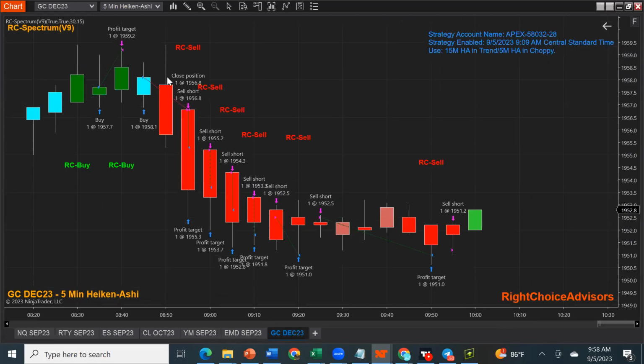Again with GC, profit target 1, then you have profit target 2, 3, 4, 5, 6, 7. There might be a stop loss here because it is oversold now. Now it is trying to go up. So there will be one stop loss and then it will start taking the profits on the long side.